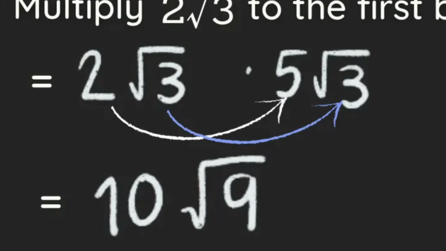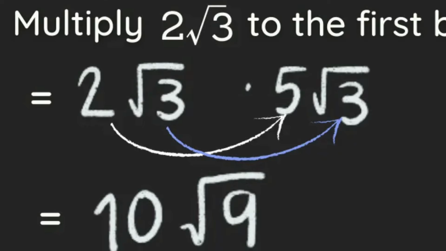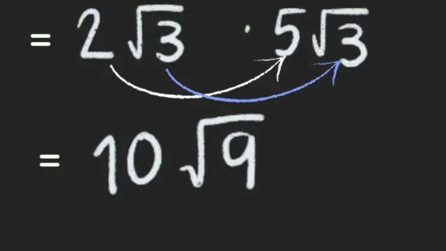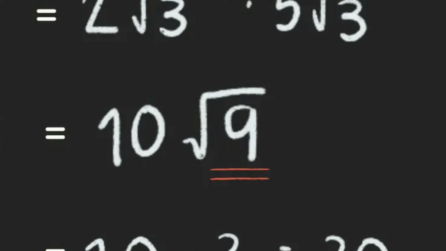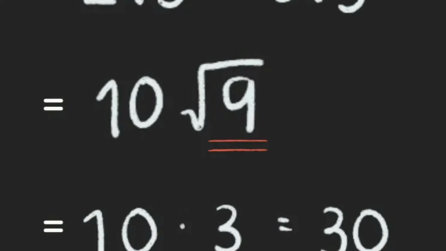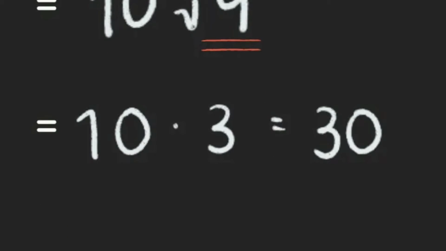Then multiply the numbers inside the radicals. 3 times 3, so that we'll have the square root of 9. Together, we'll have 10 square root of 9. We can see that 10 square root of 9 is still simplifiable because 9 is a perfect square number of 3. So then, we'll have 10 times 3, which is 30.